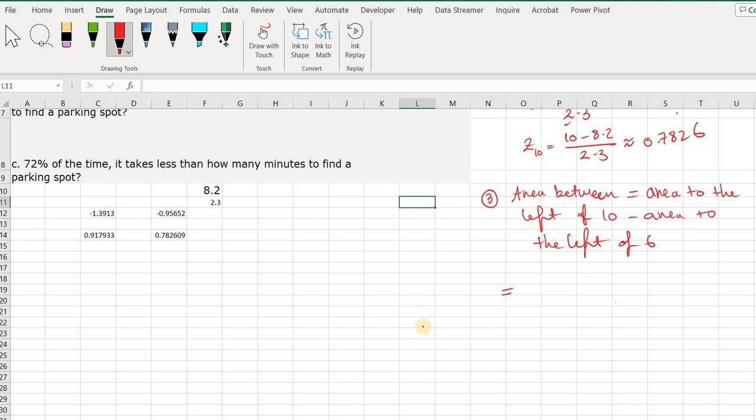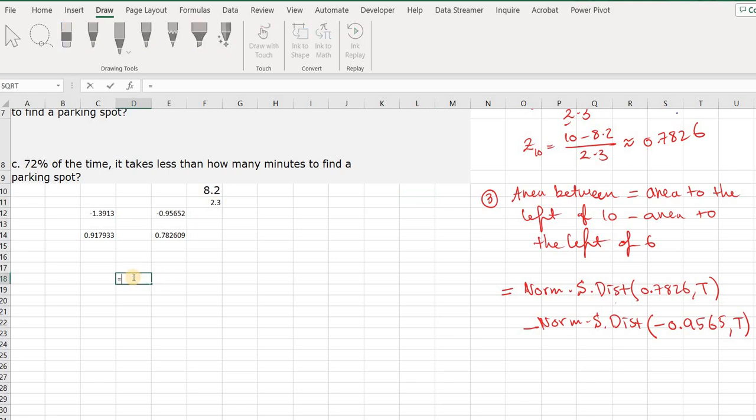equal to the area to the left of 10, which is norm.s.dist of the z-score that represents 10, which is 0.7826, comma, true. I'm going to put T to represent true, minus norm.s.dist of the z-score that represents 6, which is negative 0.9565, comma, true. So I'm just going to type these in here to compute it.